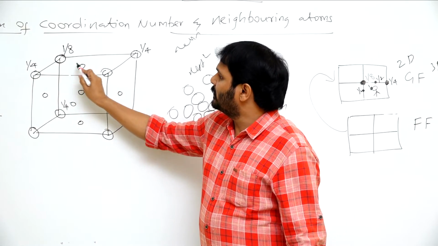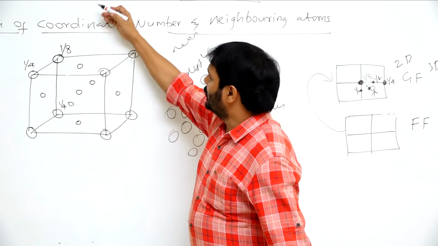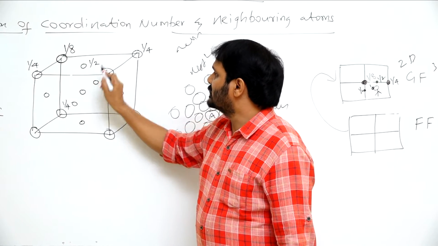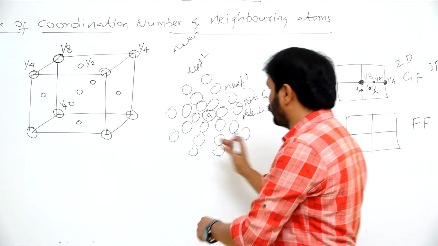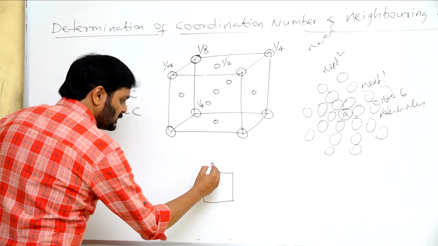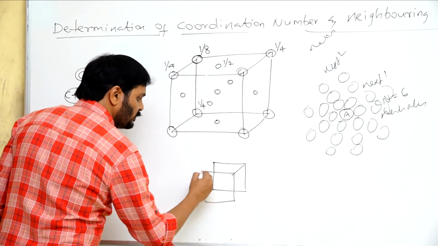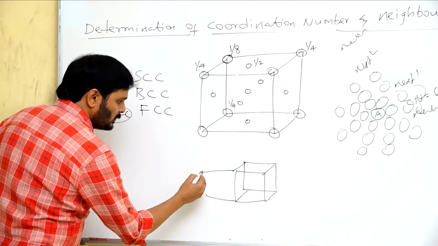Now, if an atom is present on the face, it belongs to another unit cell as well, as it is shared with the neighboring unit cell. Now in total we have 4 rooms. Just consider this as 1 unit cell or 1 room. Now again draw 1 more.